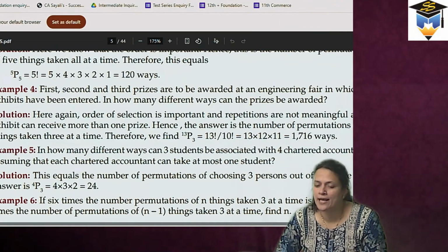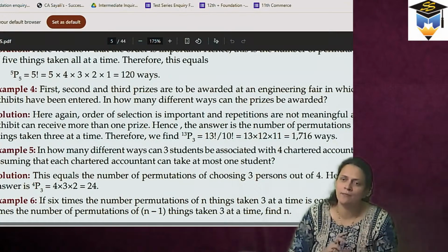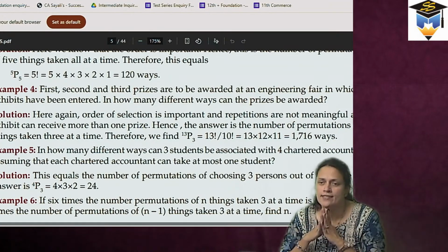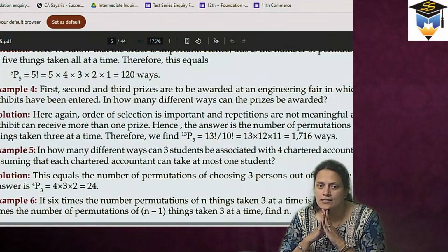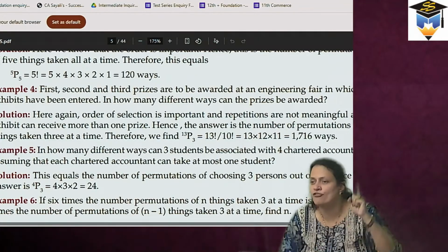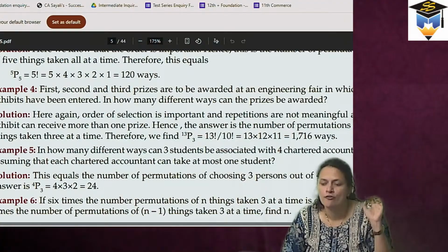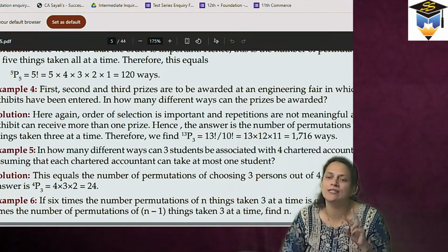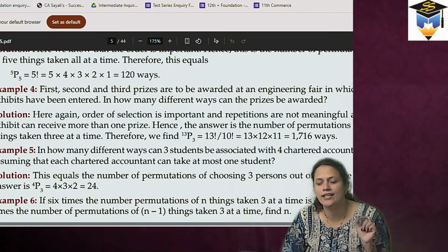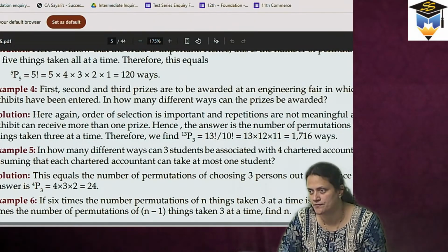First, second and third prizes are to be awarded at an engineering fair in which 13 exhibits have been entered. Can you tell me what is the value of n in this case? n is 13. In how many different ways can the prizes be awarded? So first prize, second prize and third prize. From 13, you have to choose 3. So it is 13P3. So the answer is 1716 ways.